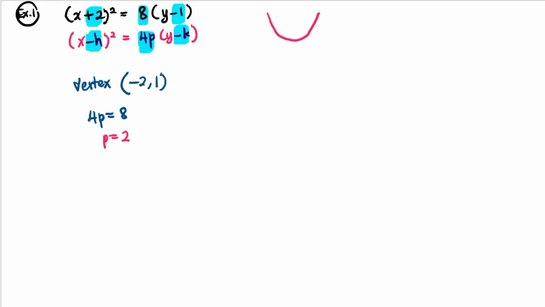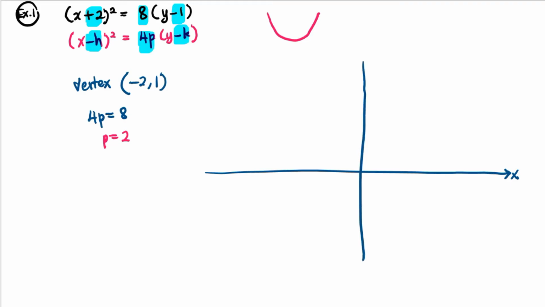So when we want to draw this parabola, we should start by drawing the x-axis and y-axis. Let me draw the x-axis first. So this is x and this is y.